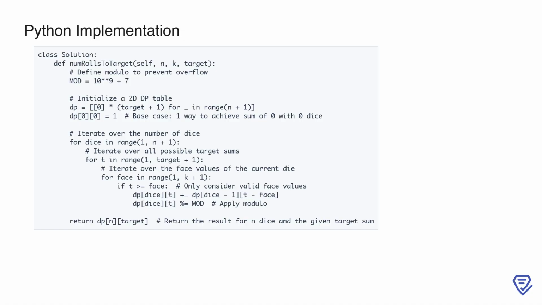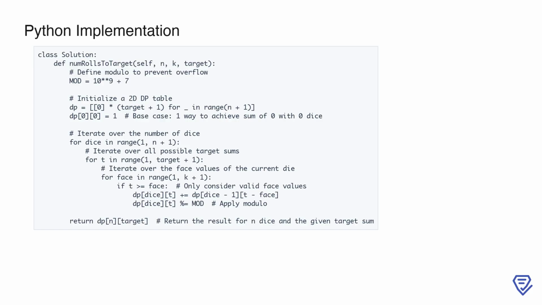This solution uses dynamic programming, DP, to solve the problem of counting the number of ways to roll n dice so that their sum equals a given target. Here's the step-by-step explanation. 1. Initialization. We define a modulo constant, 10 to the power of 9 plus 7, to ensure the results fit within integer limits. A 2D DP table, dp, is created where dp[dice][t] represents the number of ways to achieve a sum t using dice. Initially, dp[0][0] equals 1 represents the base case, one way to achieve a sum of 0 with 0 dice.